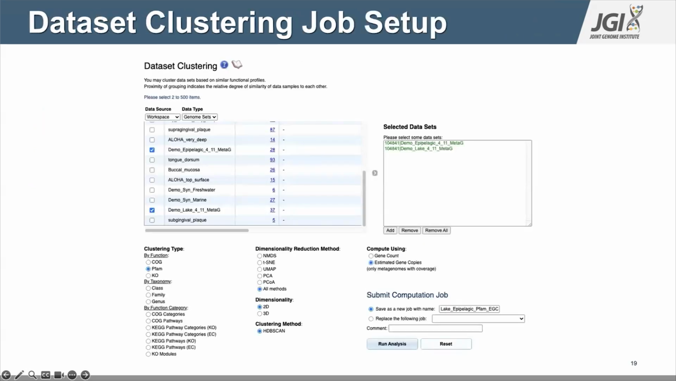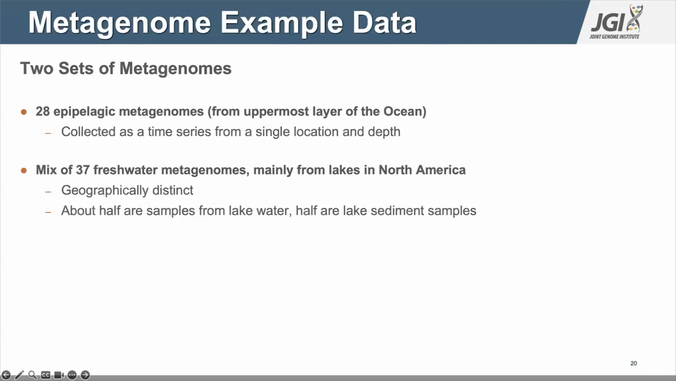So let's go back now and take a closer look at those two metagenome sets that I added to the analysis when I showed the screenshot at the beginning of the talk. And thanks, by the way, to Simon for setting up this example. Like I said, there are a total of 65 metagenomes, and I'm adding them to the analysis as two separate sets.